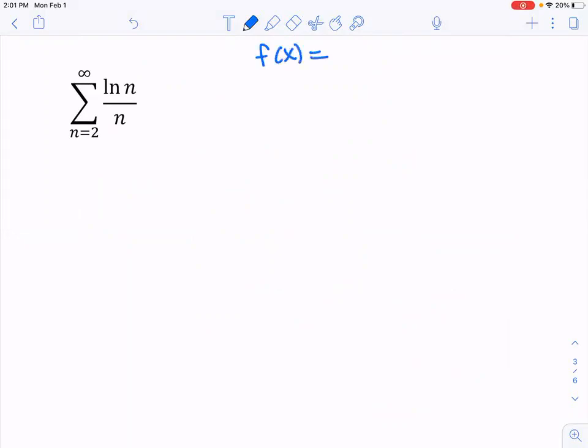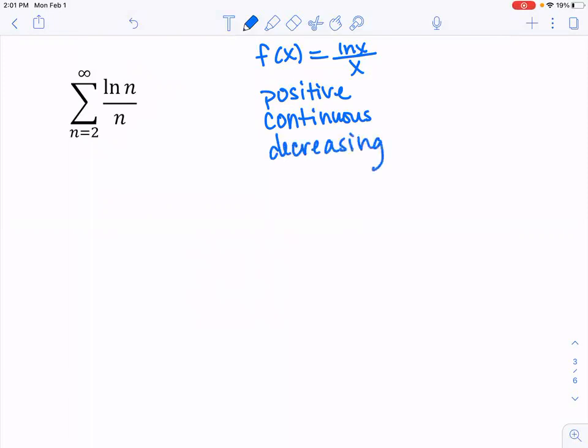So if we're going to use the integral test, we would want to write it as a function of x first, and make sure that it is positive, continuous, and decreasing. Now, the natural log of n over n, as long as we're at 2, I guess I should say x, the natural log of x over x, is that going to be positive if we're 2 and above? That's going to be fine.